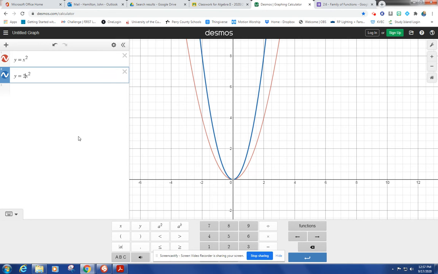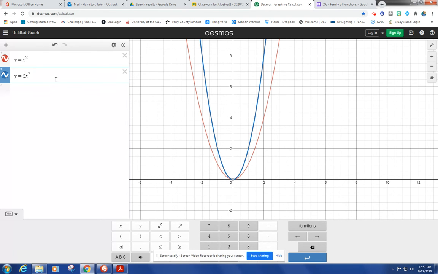And notice what happened. My red graph is my parent graph, but my blue graph is now, I have changed this to a 2. And what operation is between here? I've got multiplication, right? 2 times x squared. So that means I'm multiplying the function x squared times 2. So what that does in that case is it stretches this graph. Okay, if you think about it, when you stretch up with your hands, it causes your hands to move closer together. So this is called a stretch.